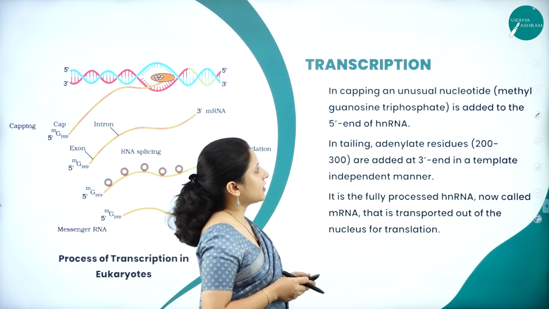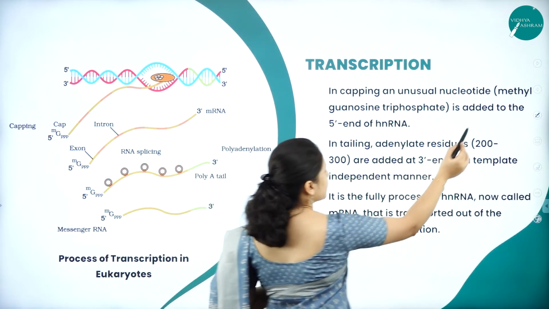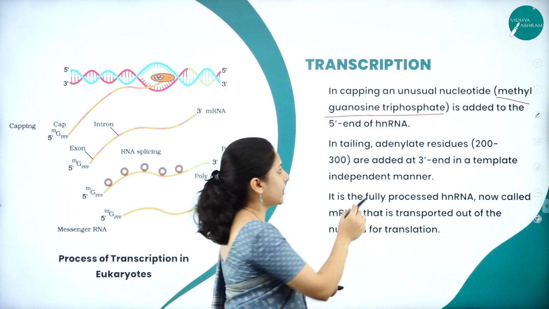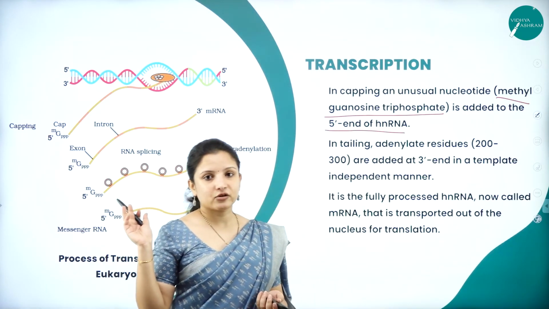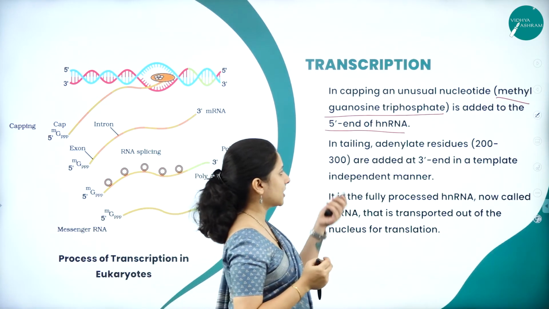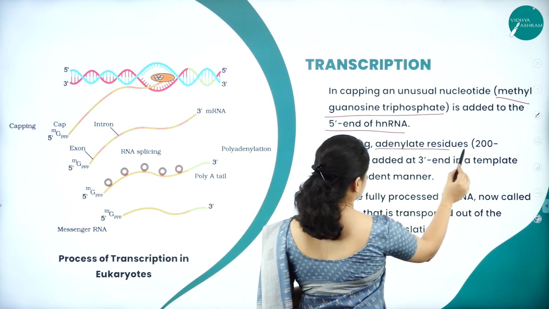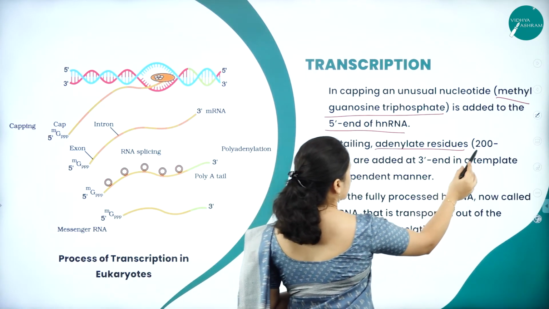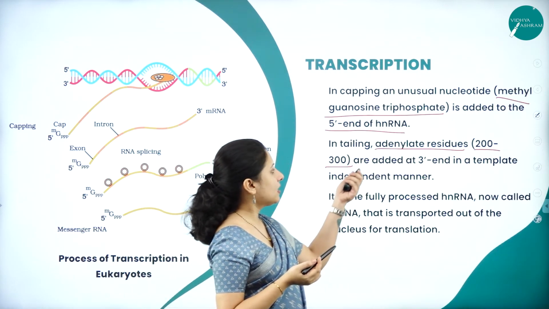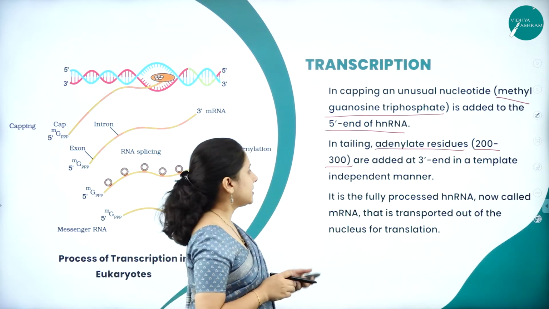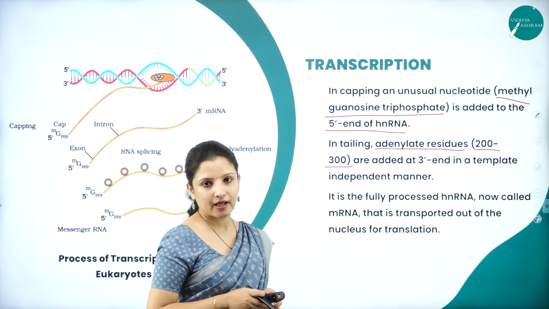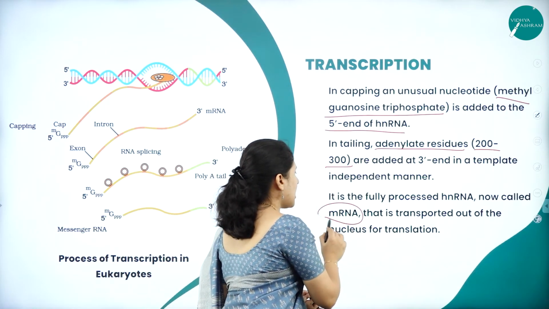So in capping, an unusual nucleotide called methyl guanosine triphosphate is added to the 5' end of the heterogeneous RNA. Why is it a heterogeneous RNA? I told you, because it consists of two types of sequences, coding and non-coding sequences. And in tailing, adenylate residues or adenine will get added. How many? 200 to 300 adenines will get added, as I told you earlier, and they are added at the 3' end in a template-independent manner, and this fully processed hnRNA is now called the mRNA.